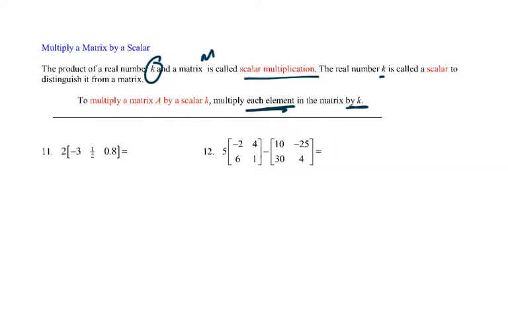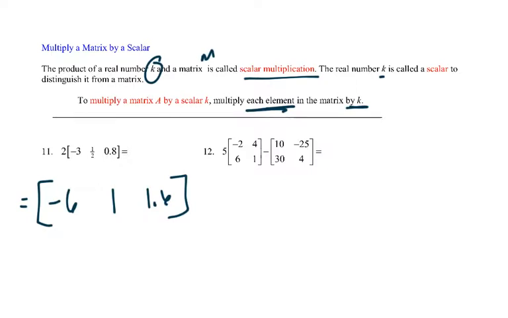And so for this first one, for number 11, we would end up with the resulting matrix, negative 6, 1, and 1.6. Because I just multiplied each element inside the matrix times 2.